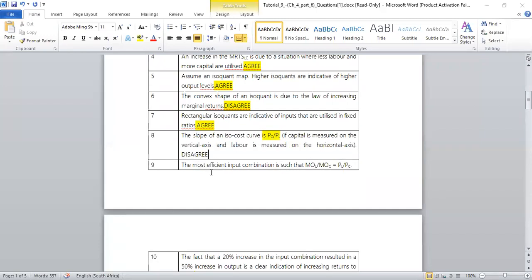Let's go to number 9. The most efficient input combination is such that the marginal output of labor divided by the marginal output of capital must be equal to the price of labor divided by the price of capital. This one is simple and straightforward. Here, guys, we are concerned about the equilibrium. What is the equilibrium? Equilibrium is where two things are equal or they intersect.